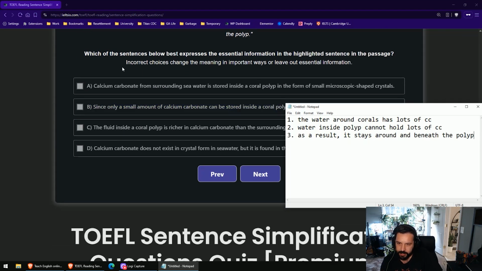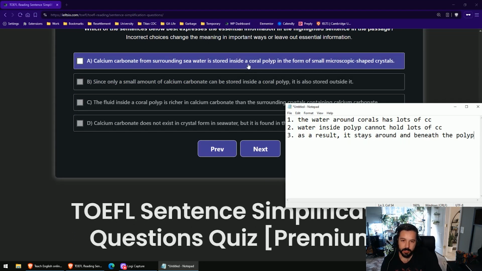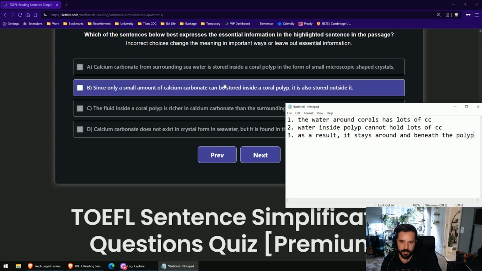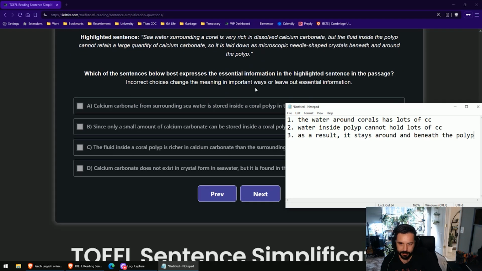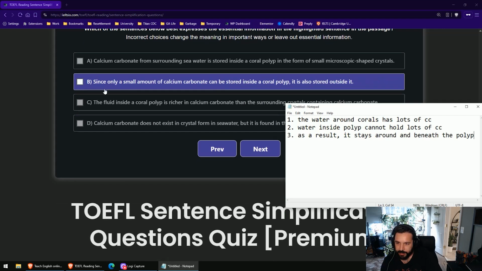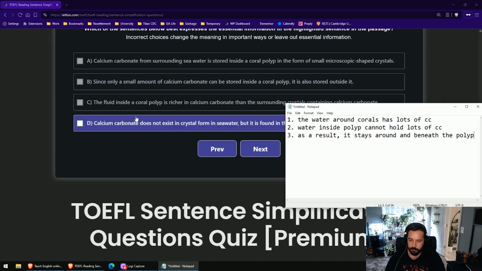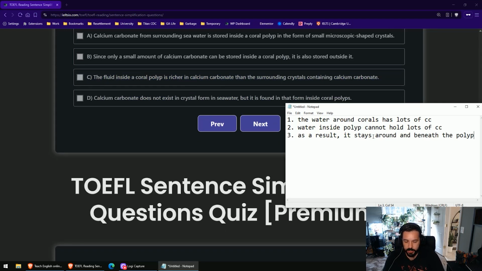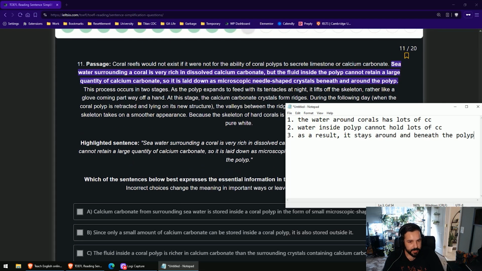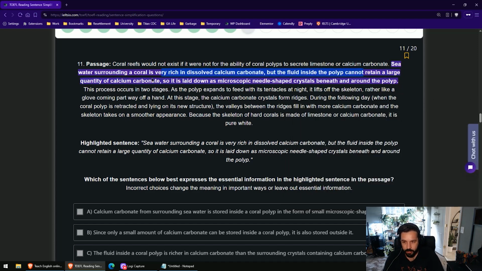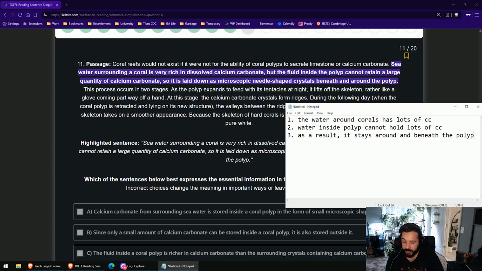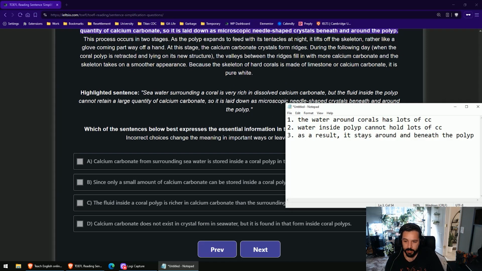Now let's see. CC from surrounding seawater is stored inside the coral polyp in the form of crystals. Actually, we know that the crystals were outside, so this is going to be wrong because it says inside. Since only a small amount of calcium carbonate can be stored inside the coral polyp, it is also stored outside it. Pay attention to that one. We did say that it could also be stored inside, but not a lot of it. It said it cannot retain a large amount, but that means it probably can keep a small amount in it.